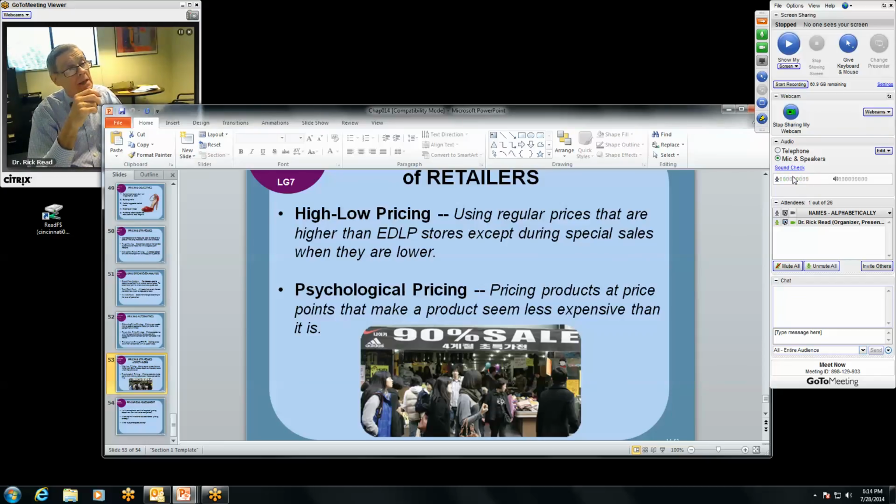And then psychological pricing. Pricing products at points that seem to indicate they are less expensive than what they really are. So you're getting into somebody's psyche and saying, I'm going to offer you this. It's not really cheaper, but you think it's cheaper.